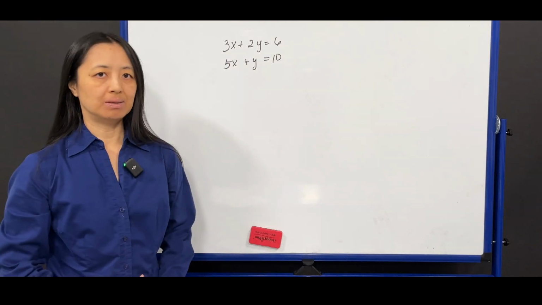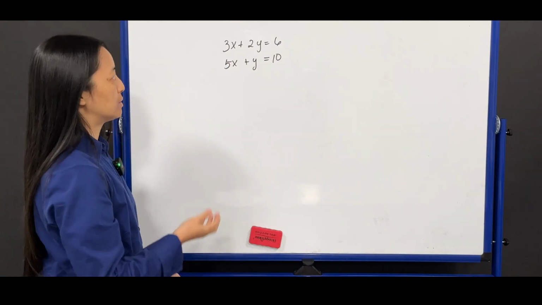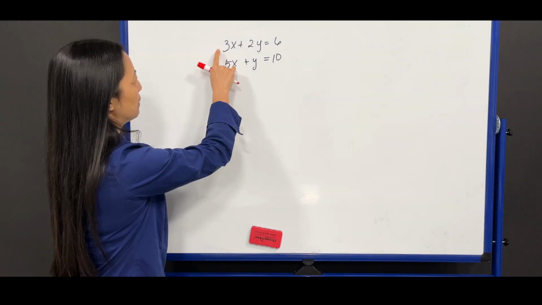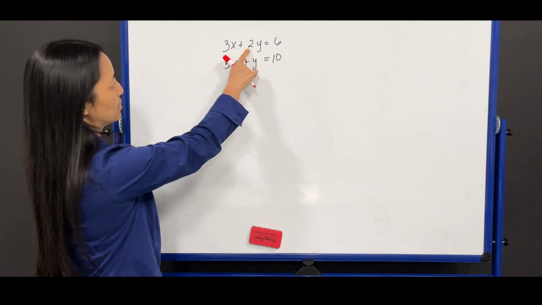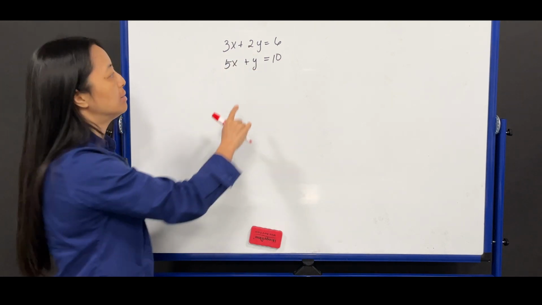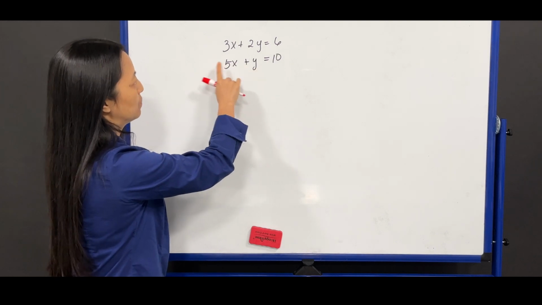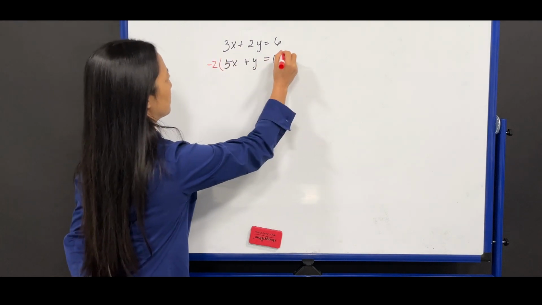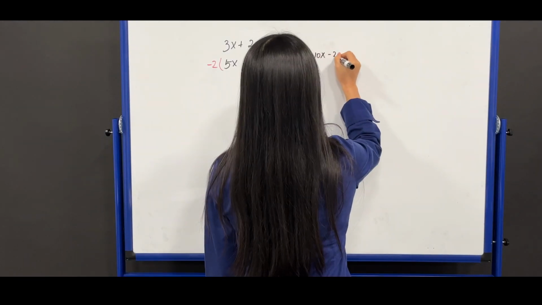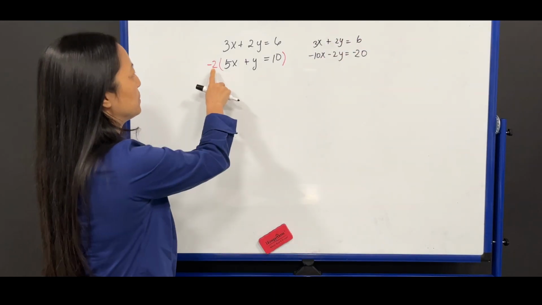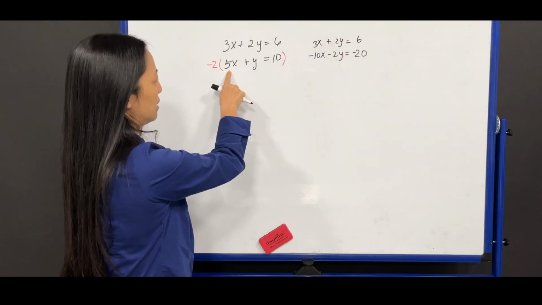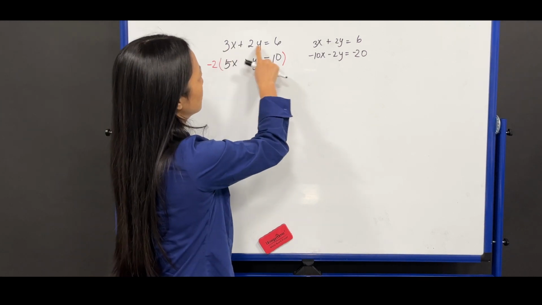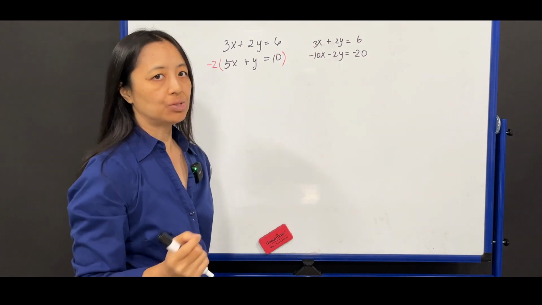What happens when the equations do not have a term with the same coefficients? Let's take a look at our next problem. We have 3x and 5x, and then we've got 2y and y. If we multiply this equation by negative 2, we'll get negative 2y. So let's do that. We've distributed negative 2 to each of the terms. We get negative 10x minus 2y is equal to negative 20. And this is the same equation. Now let's add the two equations together.